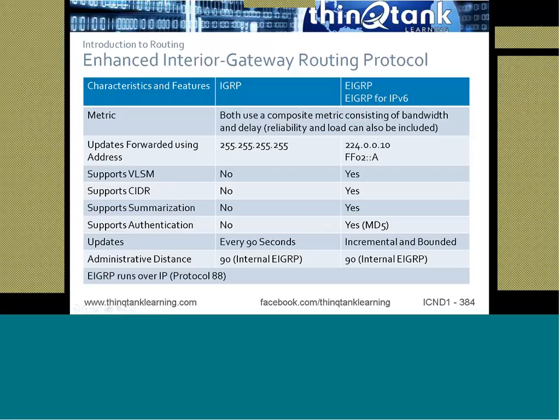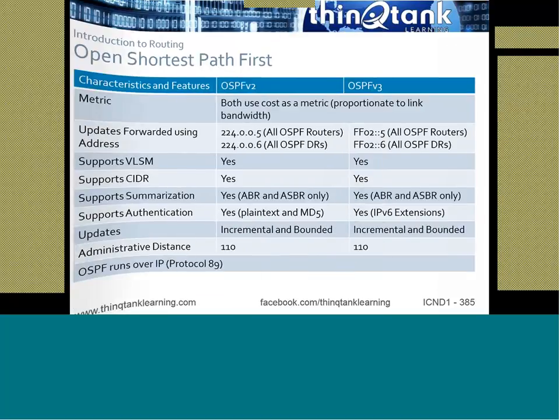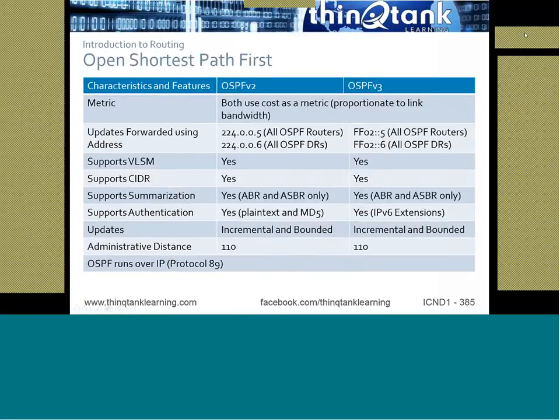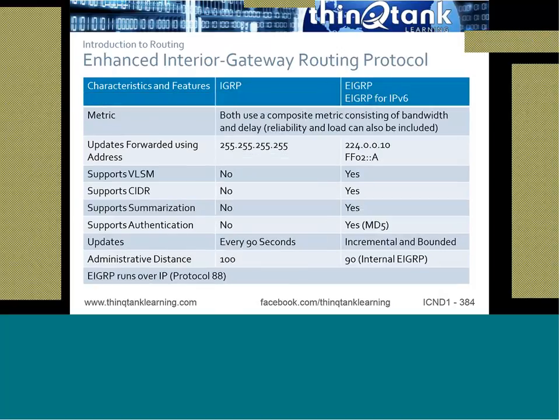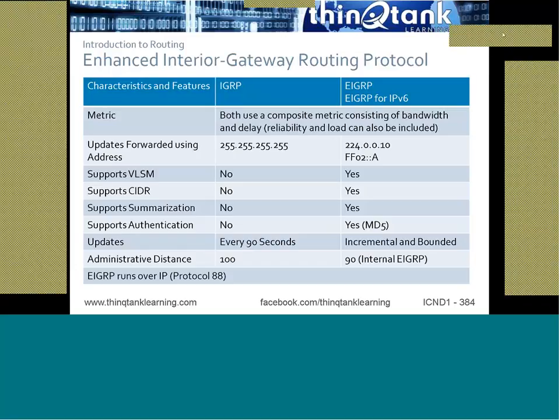Holy cow. This slide is just no good. So IGRP, I fixed the slide now. IGRP has an administrative distance of 100. EIGRP has an administrative distance of 90. All right?